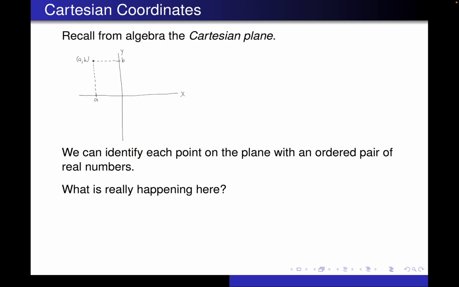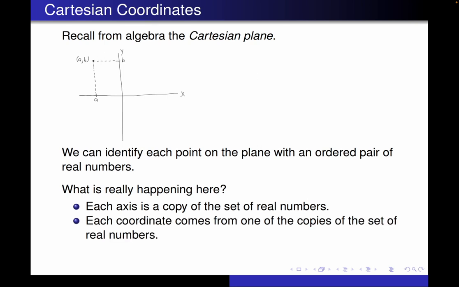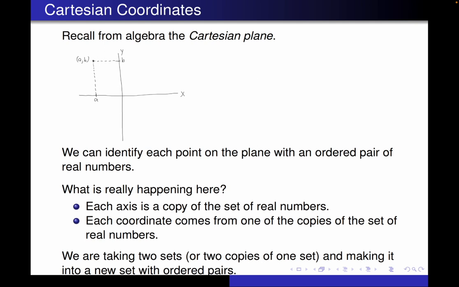If you want to ask what is really happening here from a set perspective, each axis could be thought of as being a copy of the real numbers. The x-axis contains all real numbers. The y-axis also contains all real numbers. Then each coordinate that we get for points on the plane comes from one of the copies of the set of real numbers. So in other words, we're taking two copies of one set, and we're making it into a new set using ordered pairs. And we're going to do that in general with any old sets.